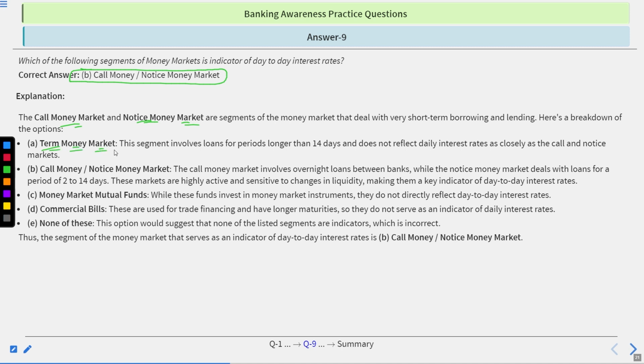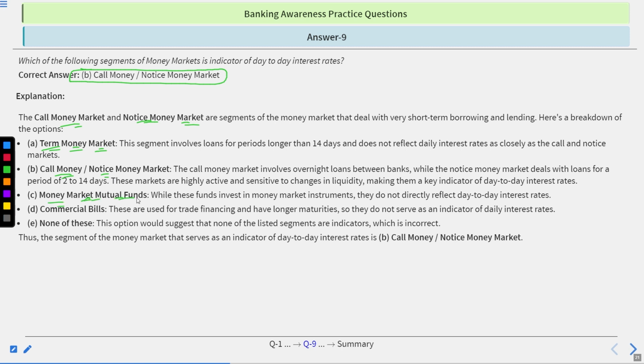First is the term money market. It involves loans for a period longer than 14 days and does not reflect daily interest rates as closely as the call and notice market. Call money market involves overnight loans between banks, while the notice money market deals with loans for a period of 2 to 14 days. These markets are highly active and sensitive to changes in liquidity, making them a key indicator of day-to-day interest rates.